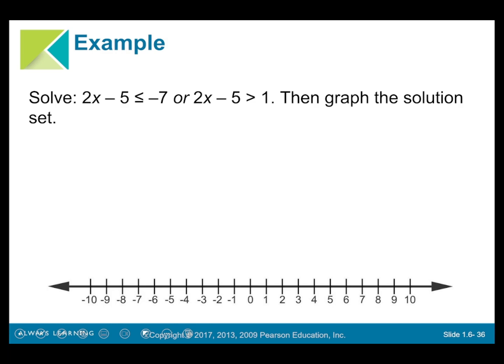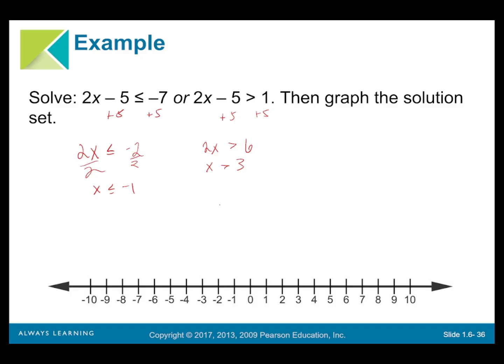Okay, now a disjunction example, with an or in the middle. Basically, we're just going to carry out the same idea, and we're just going to do it twice. So I'm going to add 5 here on both sides, and I get 2x less than or equal to -2. And so if I divide by 2, I get x is less than or equal to -1. Now on this other one, 2x minus 5 is greater than 1. I add 5 to both sides, and I have 2x is greater than 6. So I get x is greater than 3. So that is my solution set.